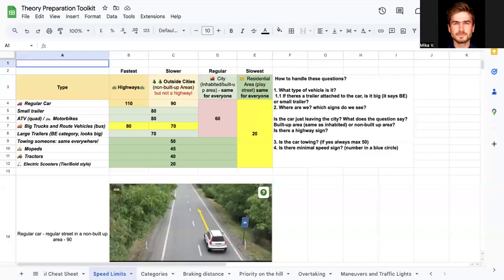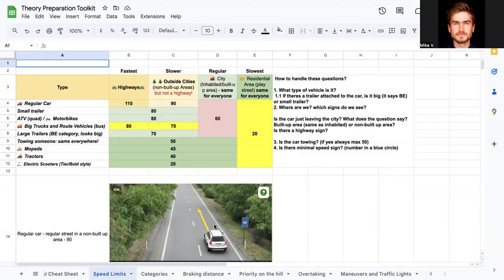Hi everyone, here I will give you a tip how to remember the speed limits and never make mistakes in them. So first of all, how to handle these questions usually. First, you gotta ask yourself what type of vehicle is it on the picture. Let's take the picture that you can see here. It's a regular car, right?